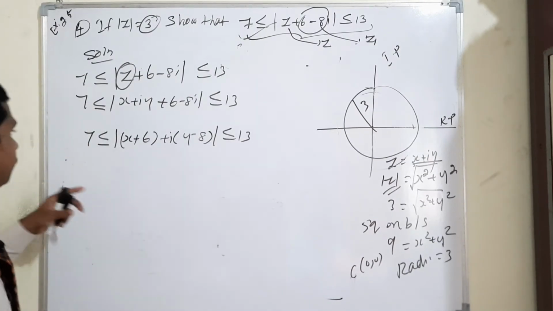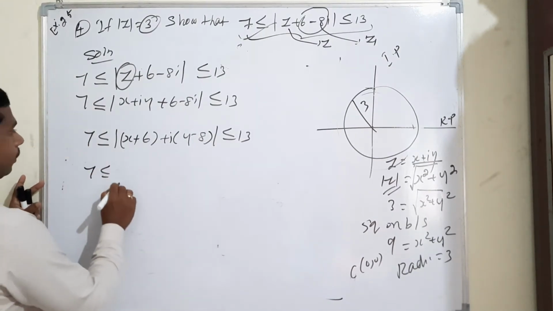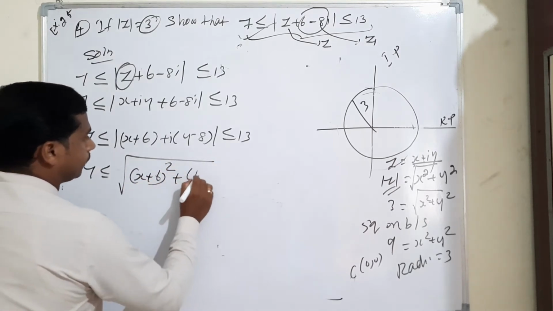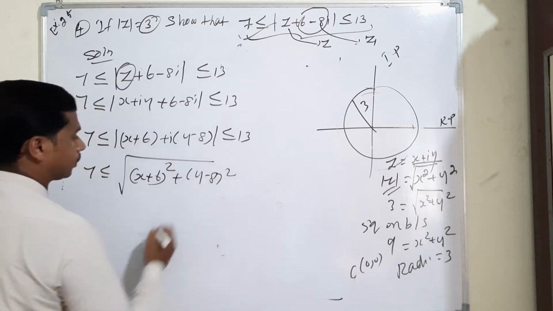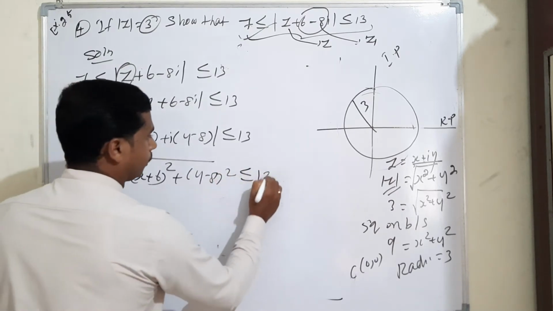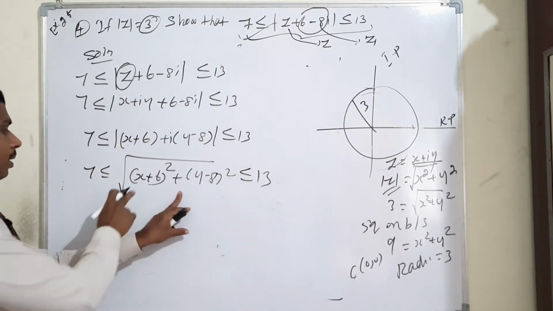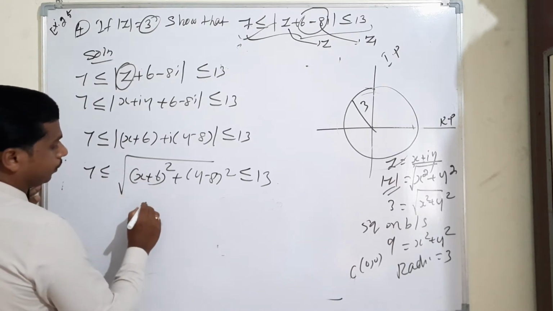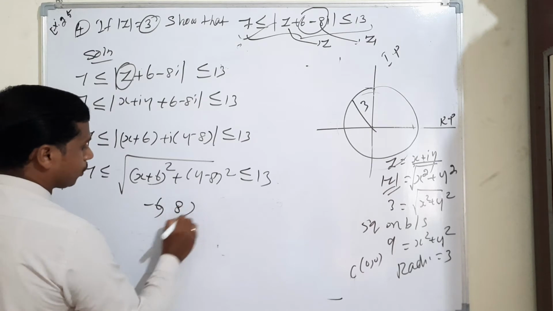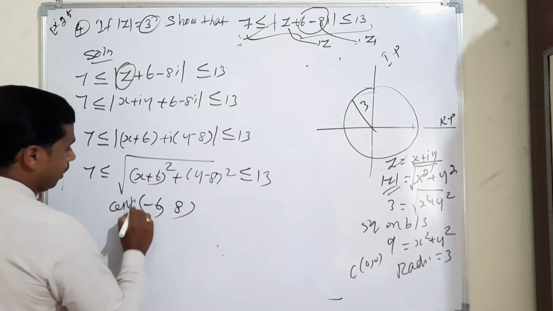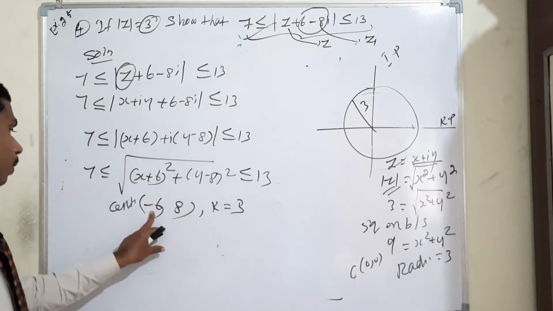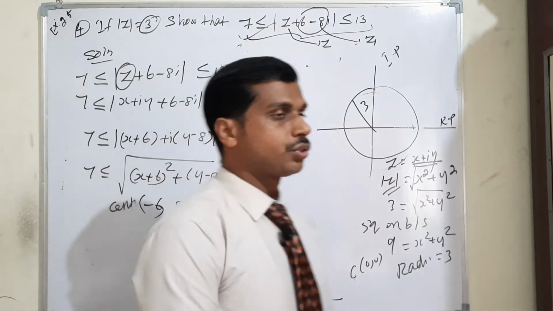If you remove the modulus, it means square root, isn't it? 7 less than or equal to square root of (x plus 6) the whole square plus (y minus 8) the whole square, less than or equal to 13. So from this, how to find out the center? Plus 6 means minus 6, minus 8 means positive 8. This is called the center. Already we know the radius will be 3, isn't it? The same radius we have to consider, but the point is actually minus 6 comma positive 8.